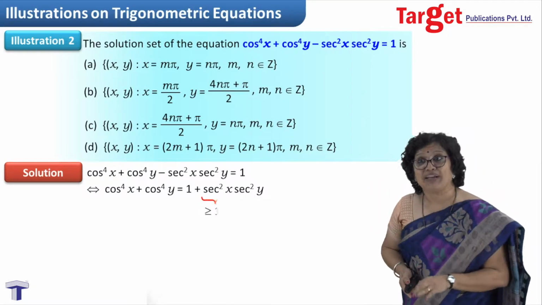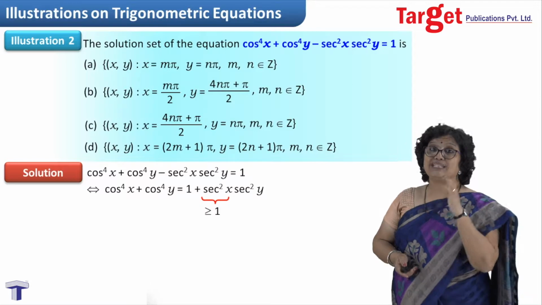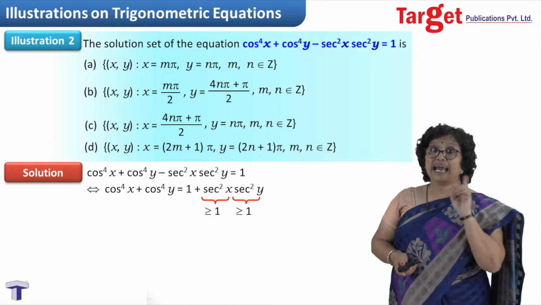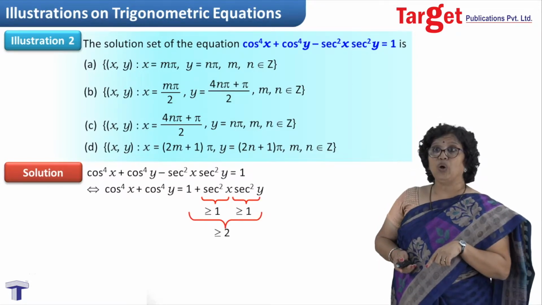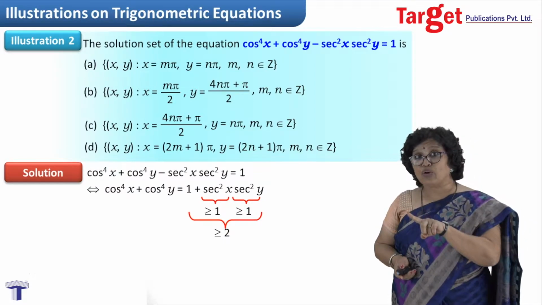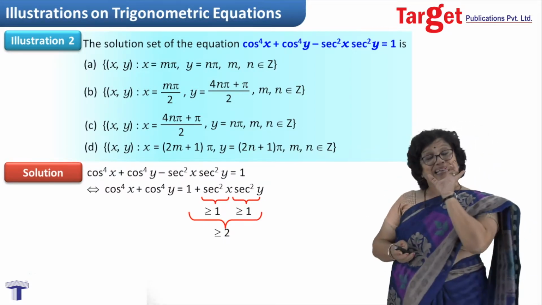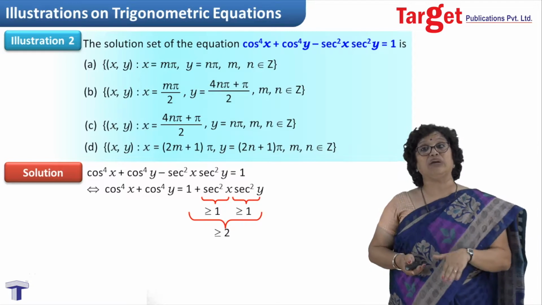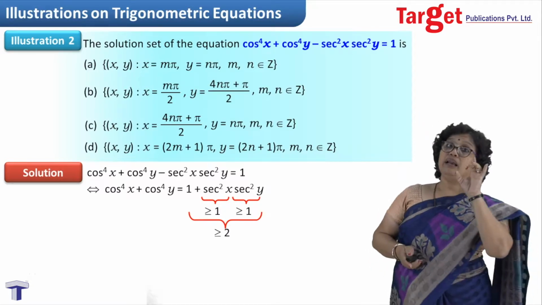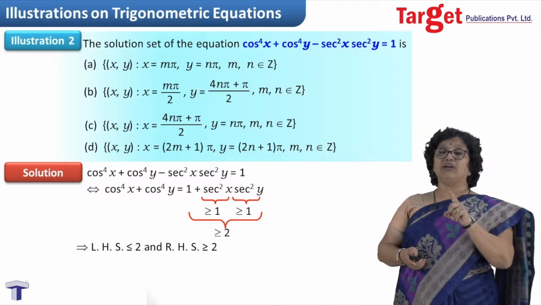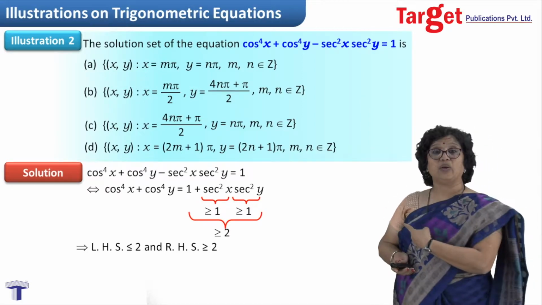Sec square x and sec square y are terms which are greater than or equal to 1, and hence their product will also be greater than or equal to 1, but you are adding 1 there. So the entire right hand side would be greater than or equal to 2. Left hand side is less than or equal to 2. Right hand side is greater than or equal to 2.